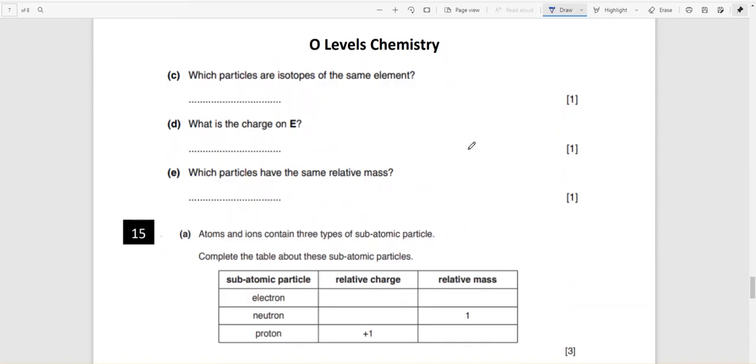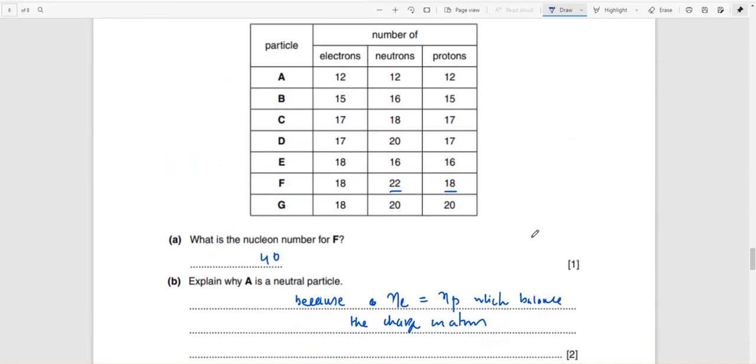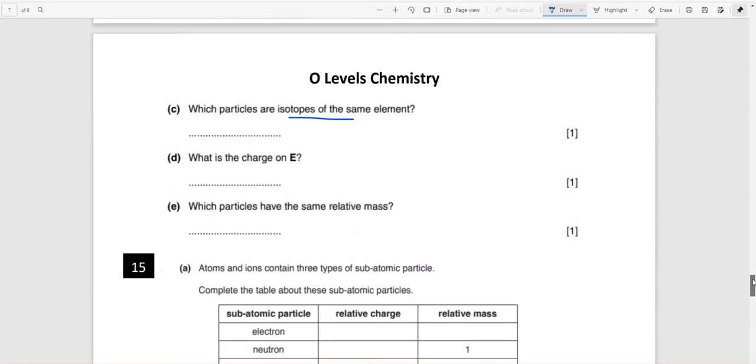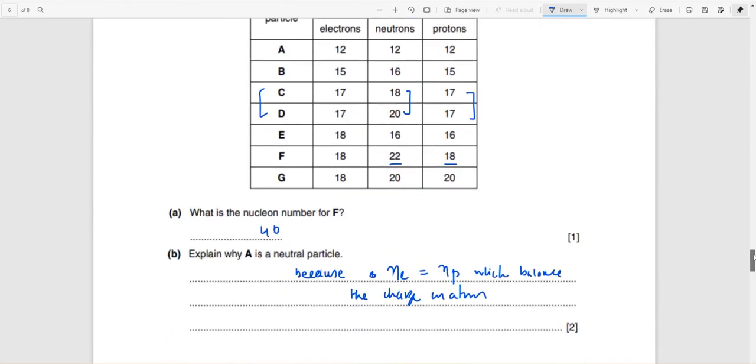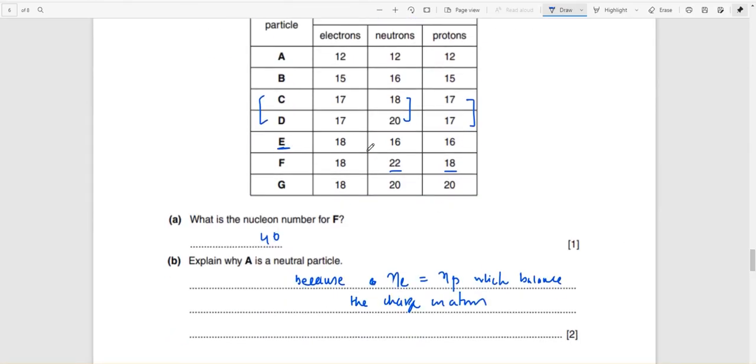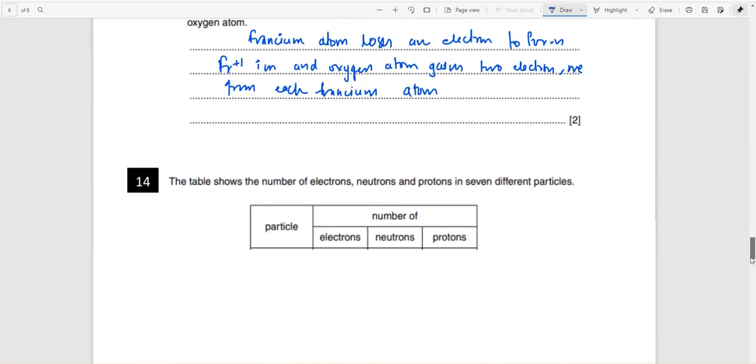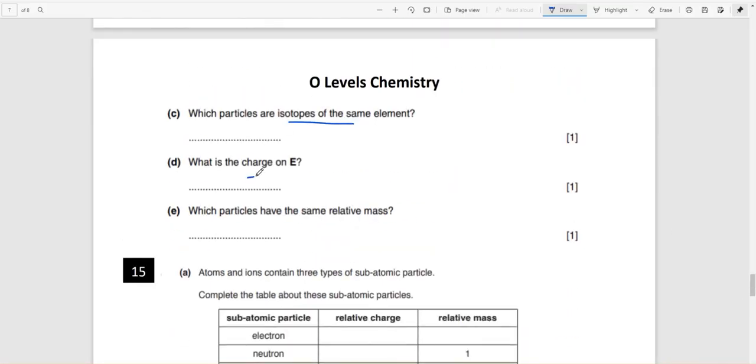Which particles are isotopes of the same element? We have to watch out for particles which have the same protons but different neutrons. Which have the same protons? Let's check. These two have the same protons and different neutrons, so C and D have to be the isotopes. What is the charge on E? E has 2 more electrons as compared to protons, so the charge on E would be -2.